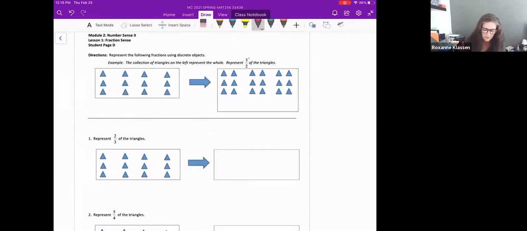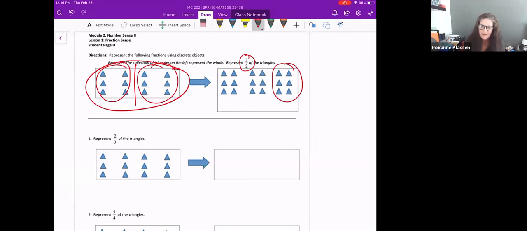It says represent 3 halves of the triangle. So I needed all of this. I needed all of this, and then I needed another copy, right? So if I split this into 2 pieces, there would be my 2 pieces. So I need 3 copies of 1/2. Well, there's 1 copy of 1/2. There's another copy of 1/2. So I needed to add another copy of 1/2. So I needed to add another set of triangles.